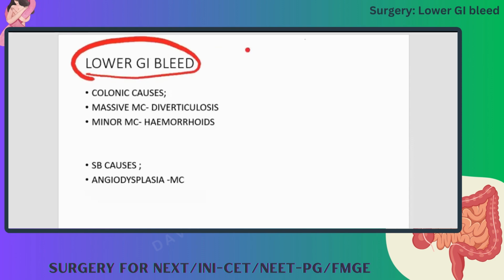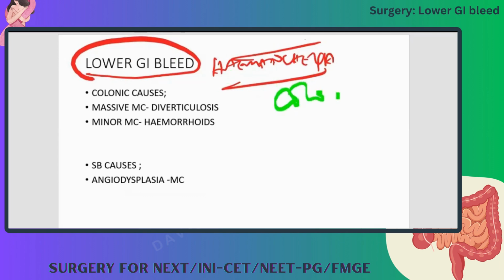Lower GI bleed, what is it known as? Hematochezia. Okay. So, what is the cause? Colonic causes. The colon causes lower GI bleed.